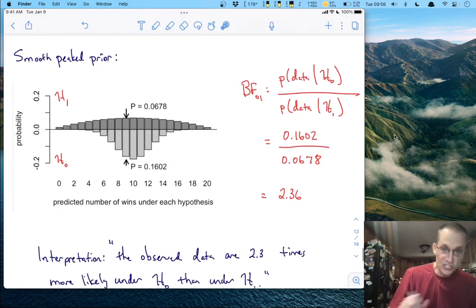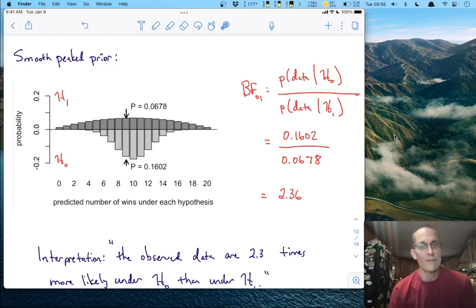Let's do the same thing for the smooth-peaked prior. The only difference here is the prior that we use to quantify the uncertainty in W under the alternative hypothesis. So this is the expectation on the data if W is not 0.5. And again, this is the expectation on the data if W is 0.5, the null hypothesis. Once again, these arrows point to the observed data, and these give you the relative likelihoods of that data under the two models. So the Bayes factor, once again, is relatively easy to compute.